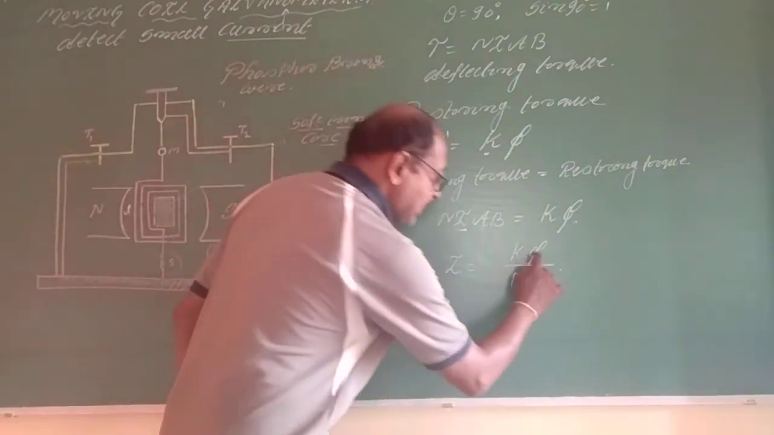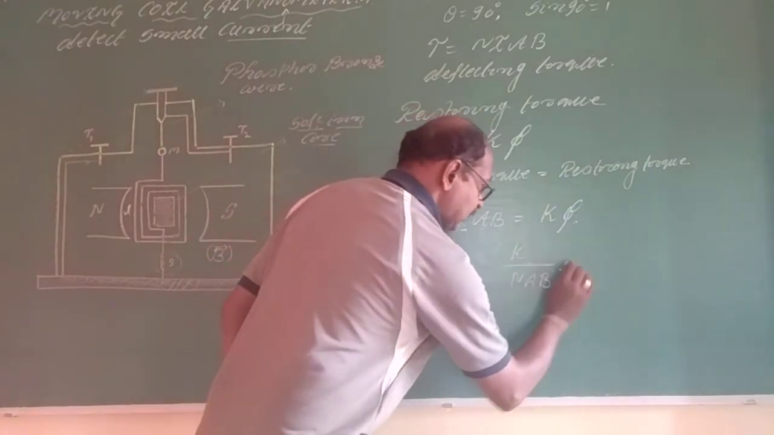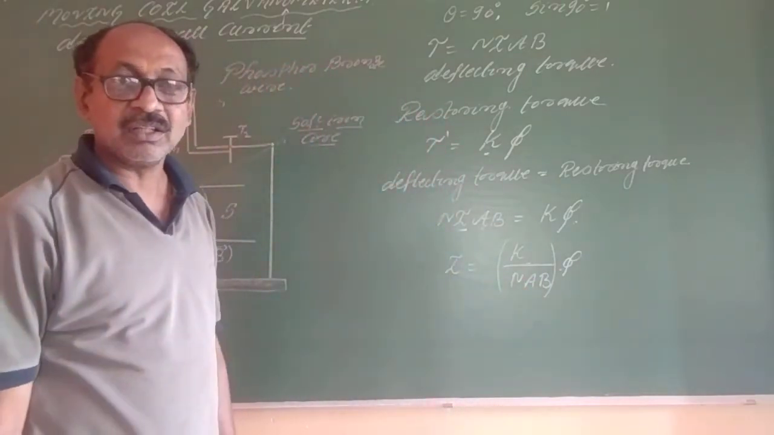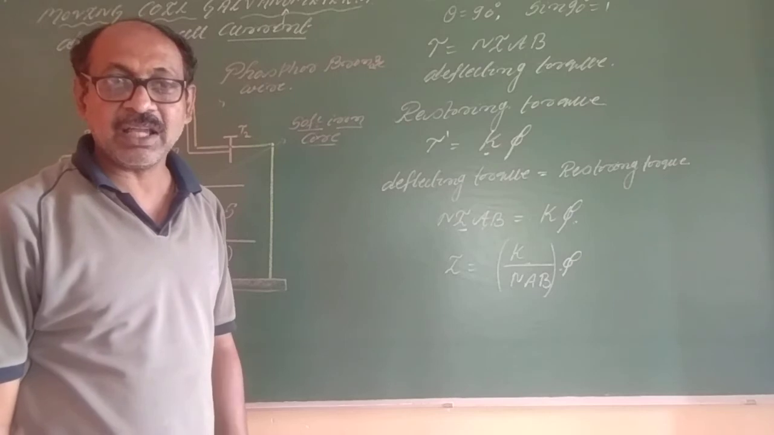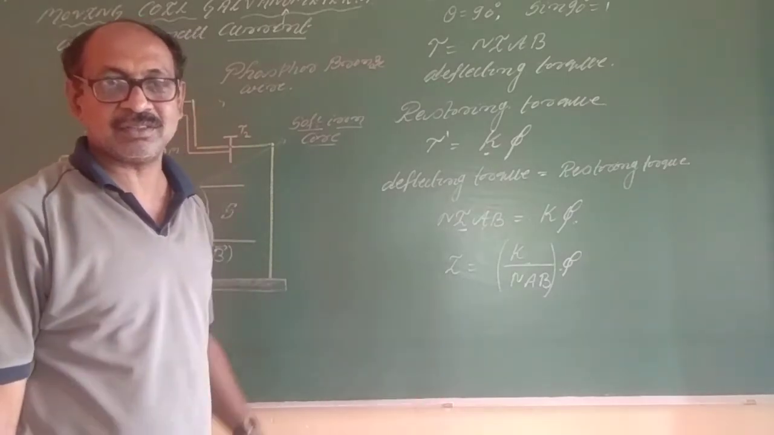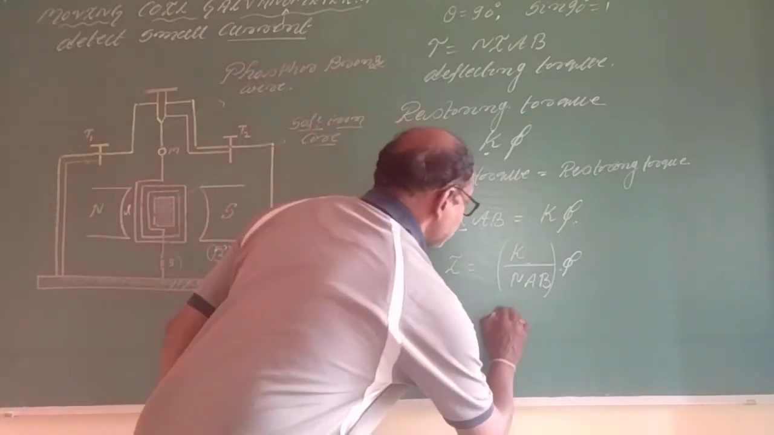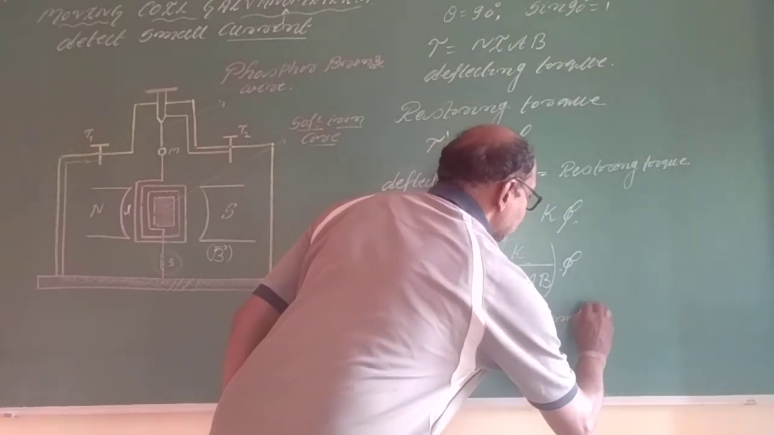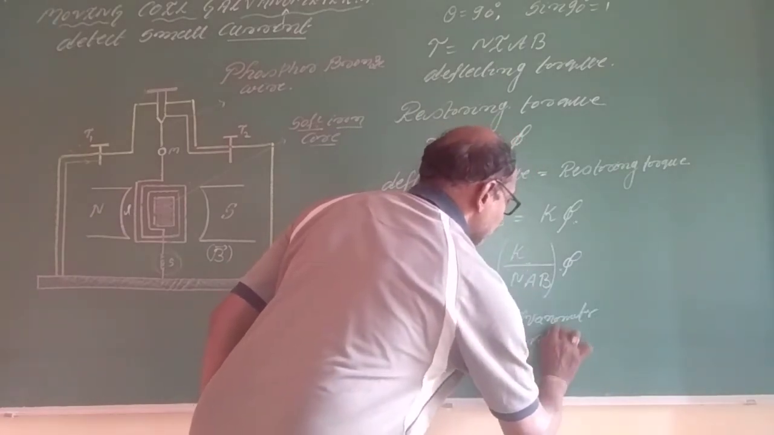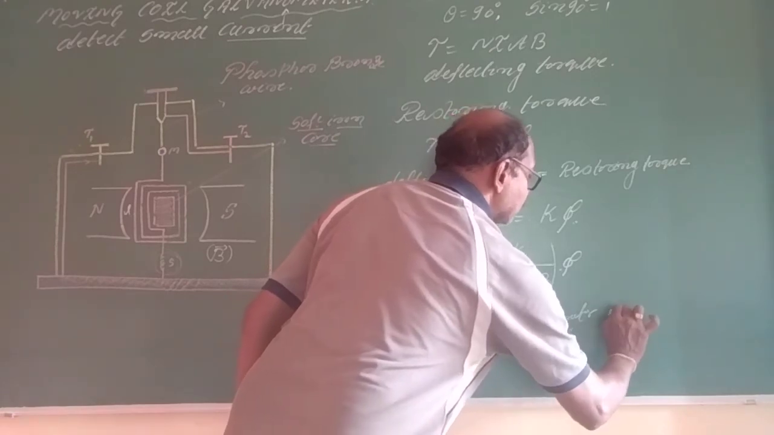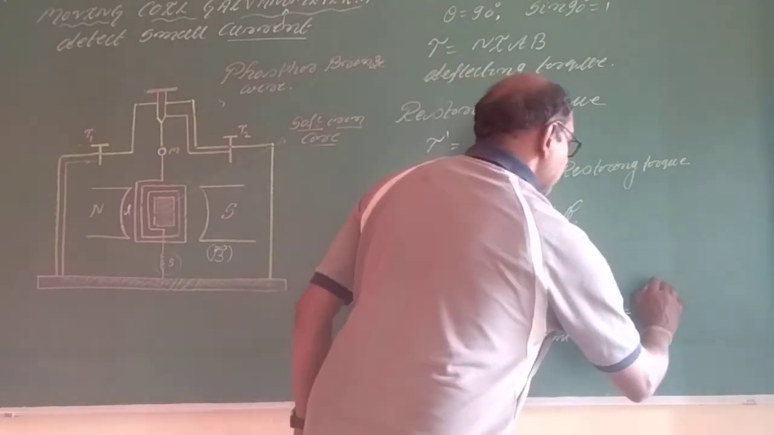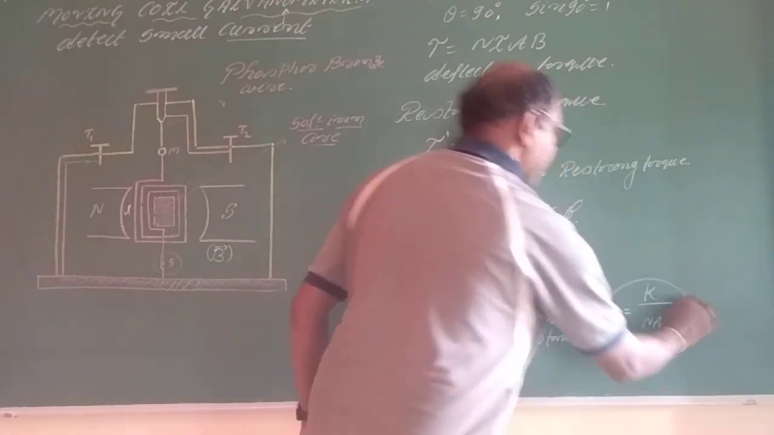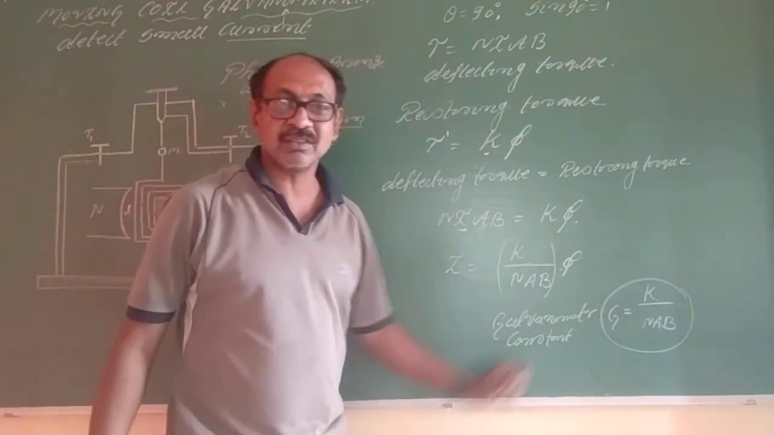Here the psi is taken out. So this entire quantity is termed as G, the galvanometer constant. G is equal to K divided by N A B. So this is the galvanometer constant.